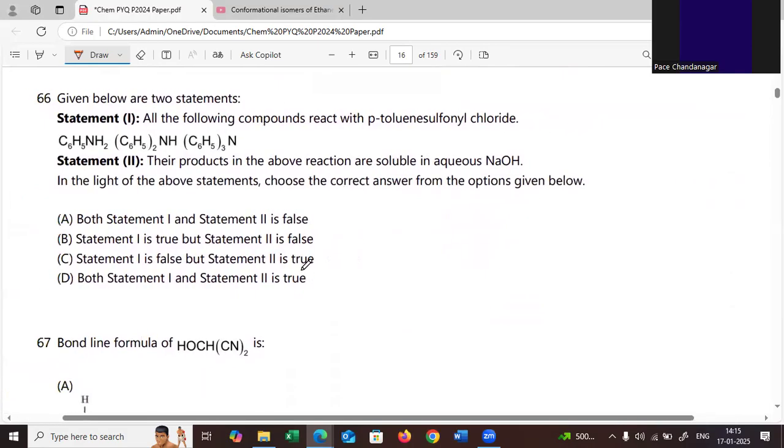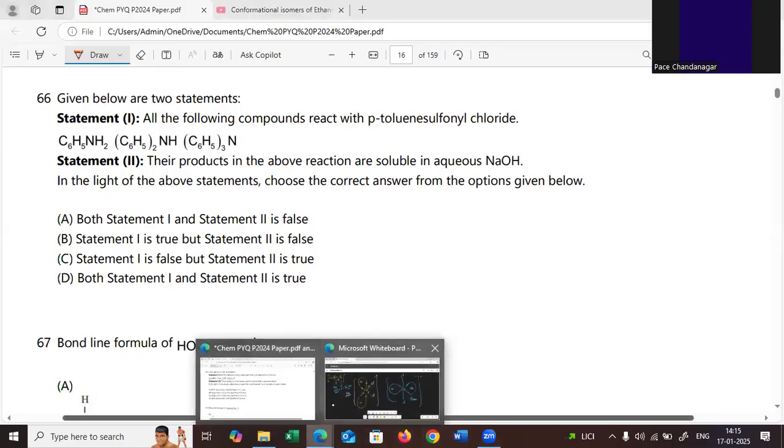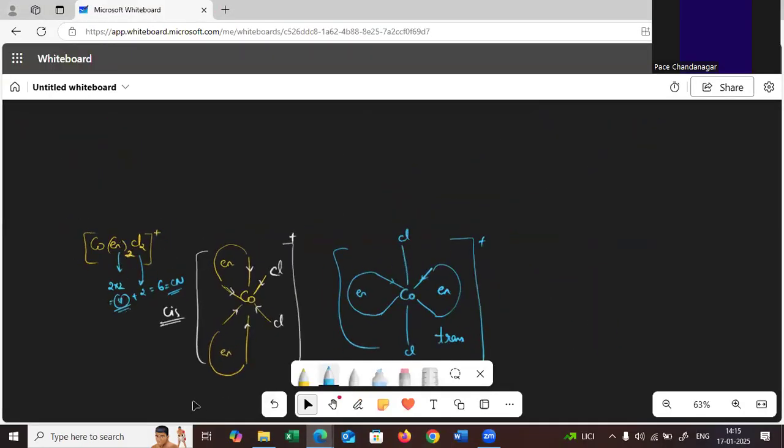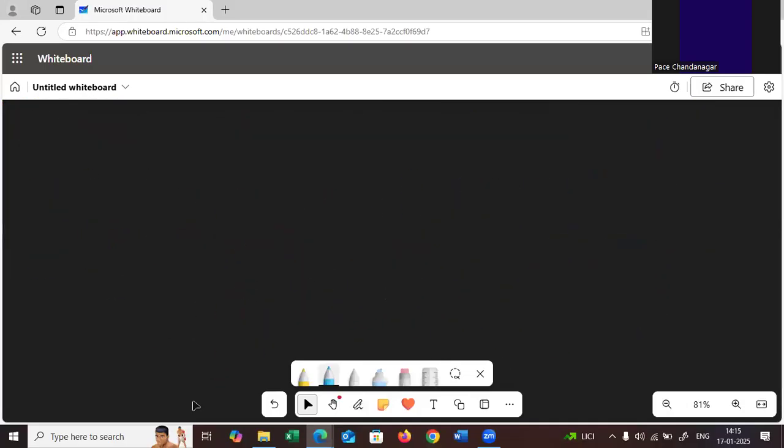Next, given below are the two statements. All the following compounds react with para-toluene sulfonyl chloride. Children, when you see para-toluene sulfonyl chloride, you should remember one thing: the Hinsberg test. Whenever you see toluene sulfonyl chloride, you don't need to look at anything else, you just have to go with your Hinsberg reagent. And now let us see what the Hinsberg test is.